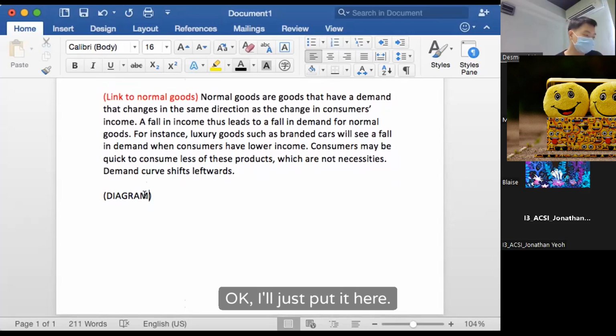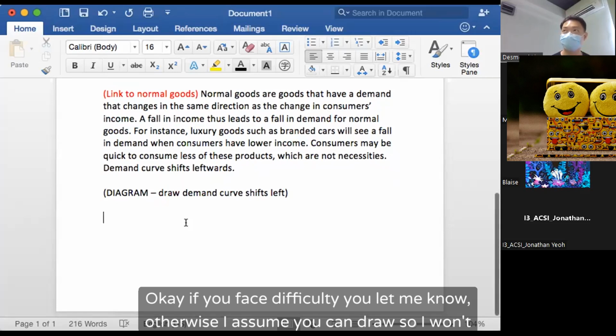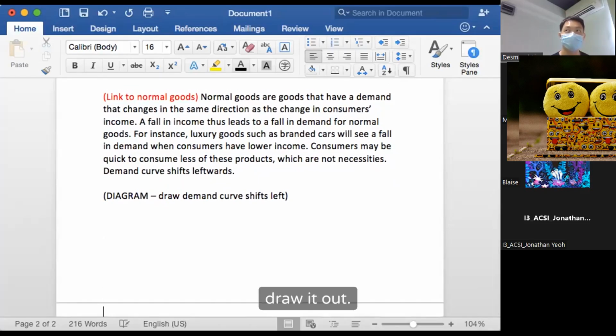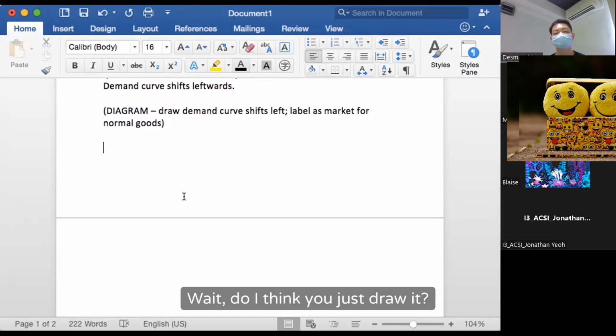I'll just put it here. I don't think I need to show you. You can draw, right? Draw demand shifts left. If you face difficulty, you let me know. Otherwise, I assume you can draw, so I won't draw it out. Then remember to label it as the market for normal goods. Wait, I think you just draw it.